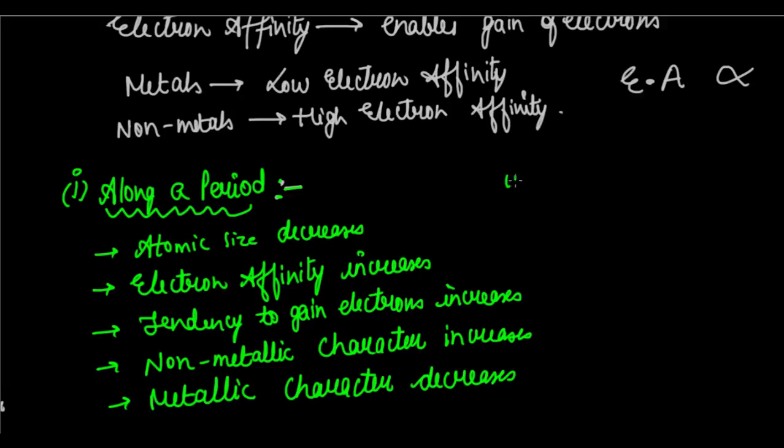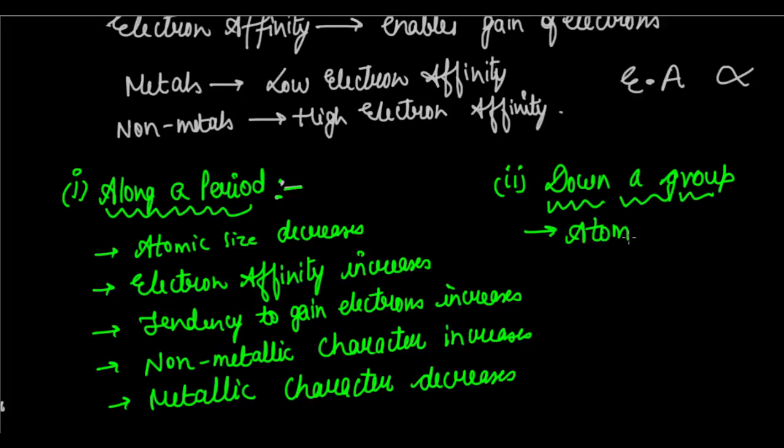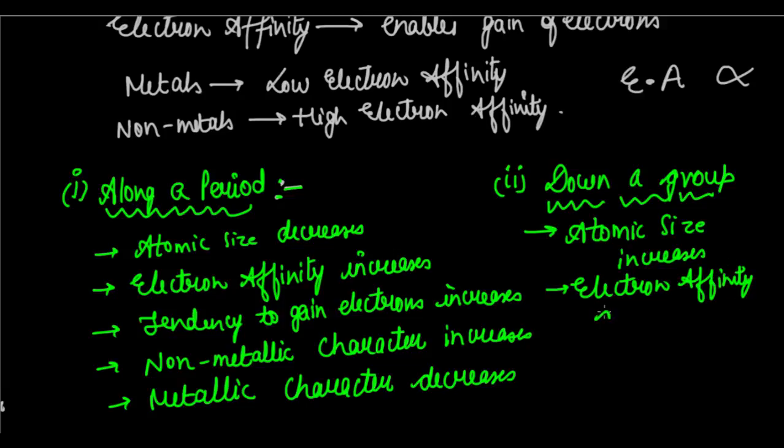Next thing, down a group. So down a group, how does your electron affinity change and how does it affect other properties? So again, as we know, your atomic size increases. Now, as a result, your electron affinity decreases because they are both inversely proportional, as I said before.